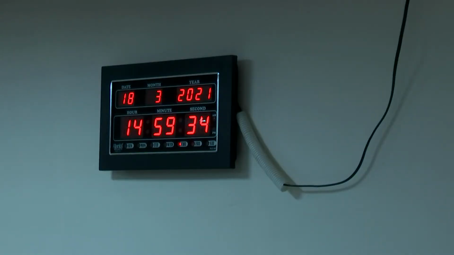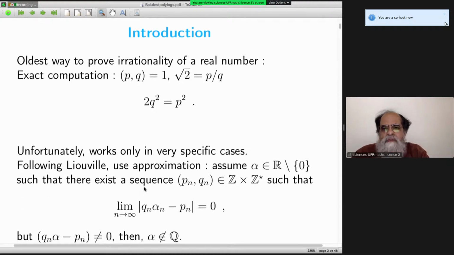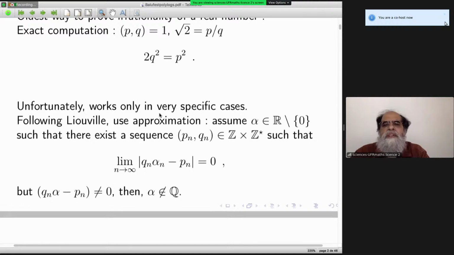Of course, this cannot work very often. You need to be lucky enough to be able to perform such a thing. But finally, a very modern way. So you see, the time has shrunk. It's less than 200 years ago. Liouville's philosophy uses approximation. So you have a real number, and you assume that you have a sequence of integers, Pn and Qn. Qn will be the denominator, and Pn is the numerator.